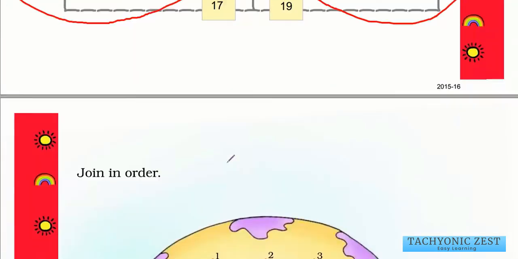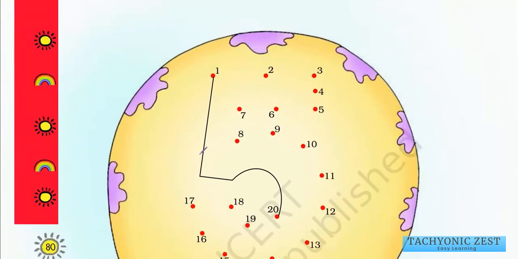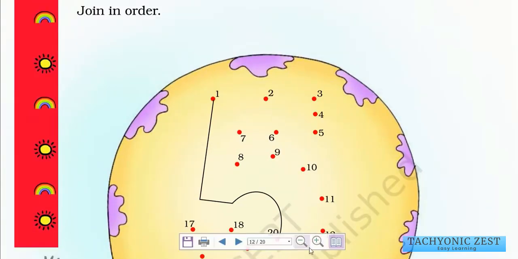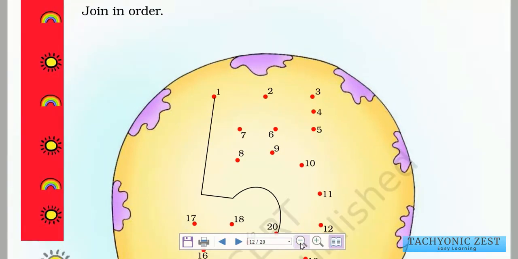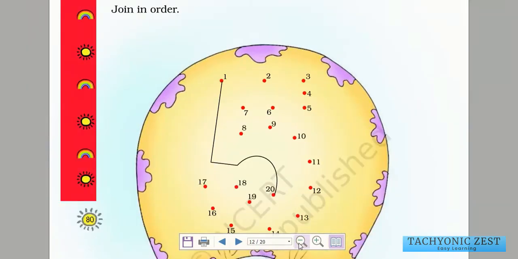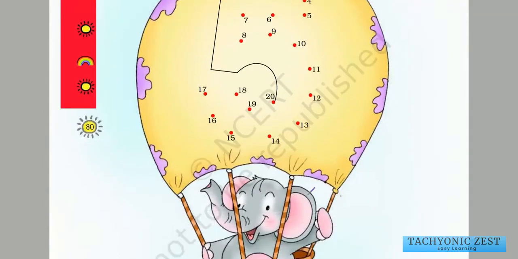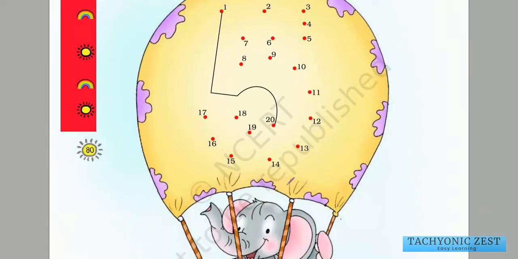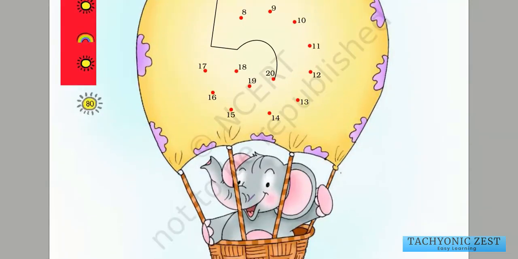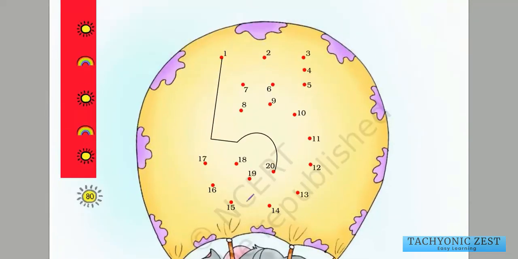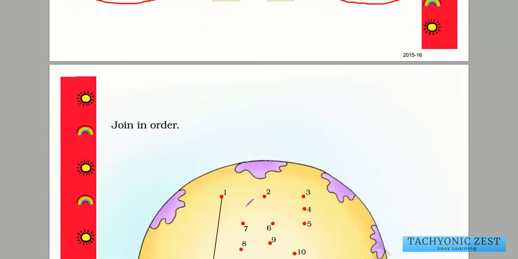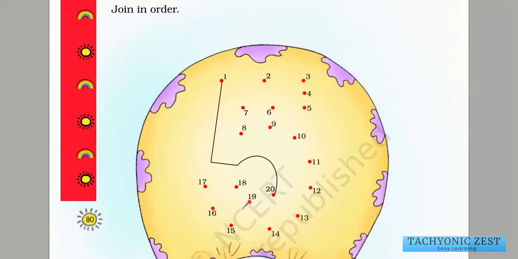Okay, now in the next question it is saying join in order. Okay, so we have to join in order. So let us do this one. Okay, so we can see that this is a picture of an elephant, and this elephant is actually on a parachute. Now we have to join and see what number we get. So as a homework, please try to do this one first and then we will see the solution. So pause the video and try to do this on your own.